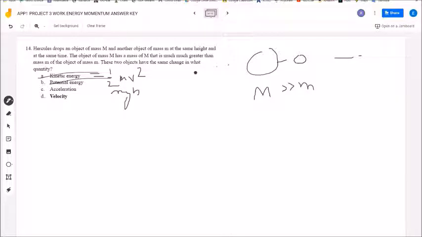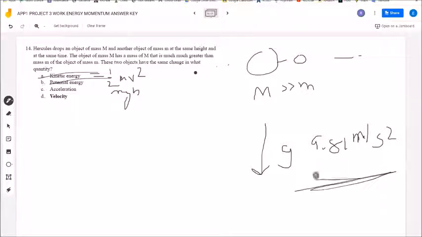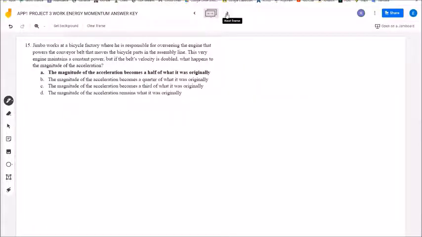The only acceleration acting on these two objects is the acceleration due to gravity, just 9.81 meters per second squared. This is a constant acceleration. This acceleration will not change. So these two objects have the same change in which quantity? This acceleration does not change. Since we know the acceleration is constant, there will be a constant change.